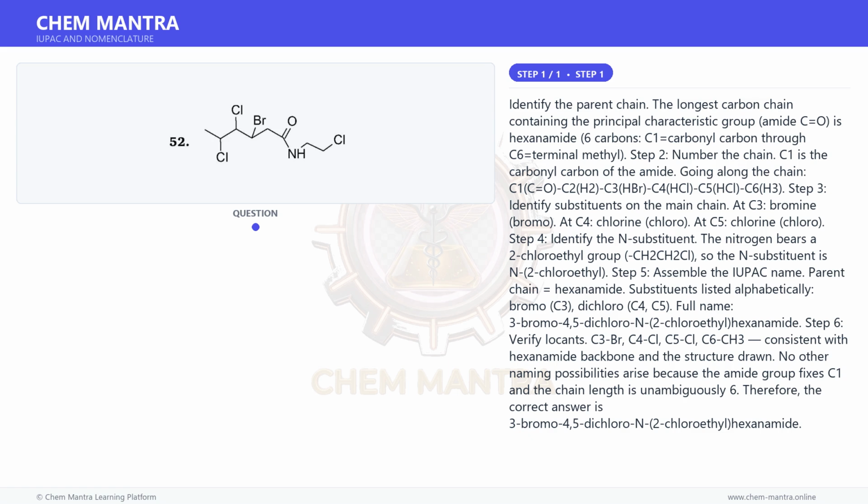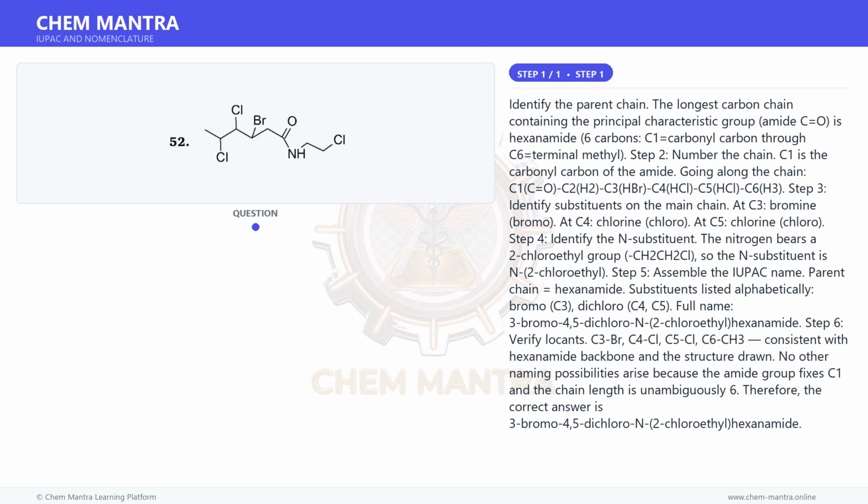Step 5. Assemble the IUPAC name. Parent chain is hexanamide. Substituents listed alphabetically: bromo, C3; dichloro, C4, C5. Full name: 3-bromo-4,5-dichloro-N-2-chloroethyl hexanamide. Step 6. Verify locants.